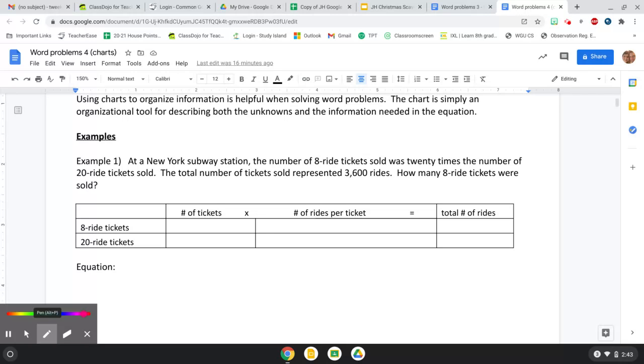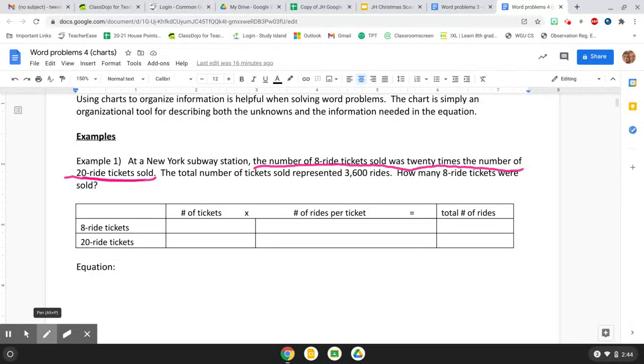So let me think about the information presented. It says the number of 8 ride tickets sold was 20 times the number of 20 ride tickets sold. Okay, so if I need 20 times something and I don't know what that something is, that's going to be my variable. I don't know how many 20 ride tickets there are, but I need 20 times that for the 8 ride tickets.